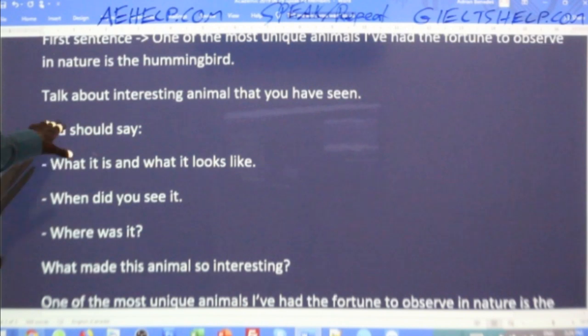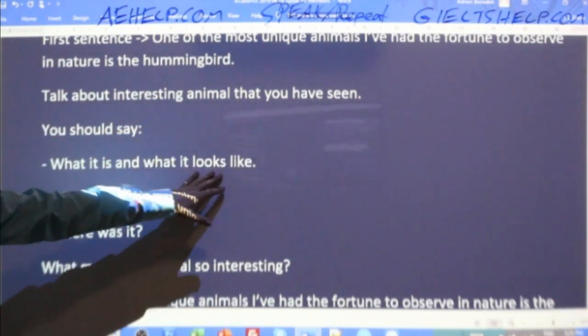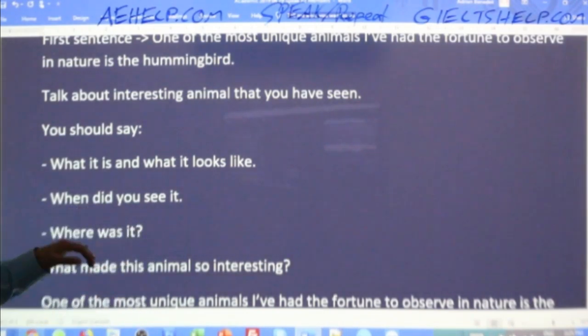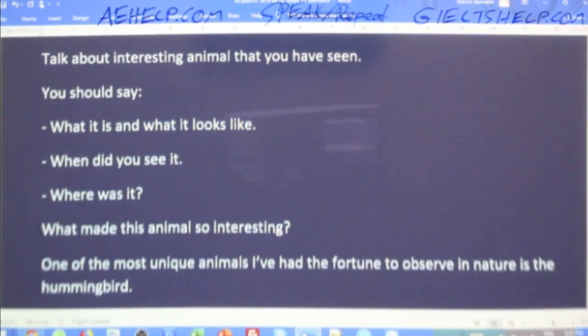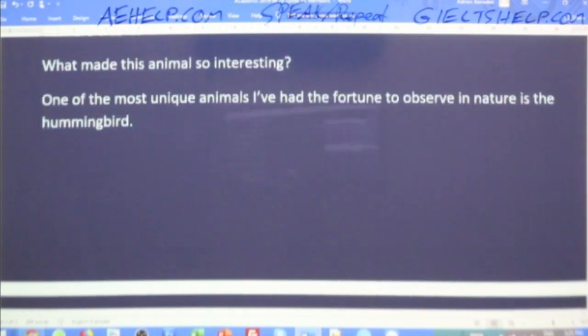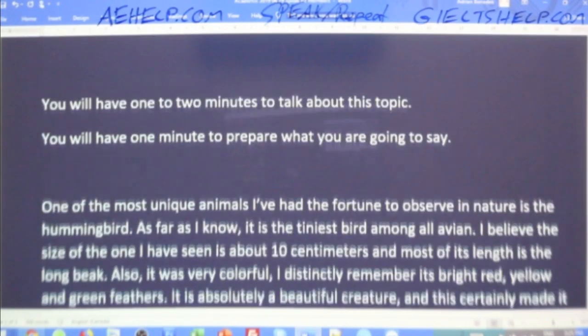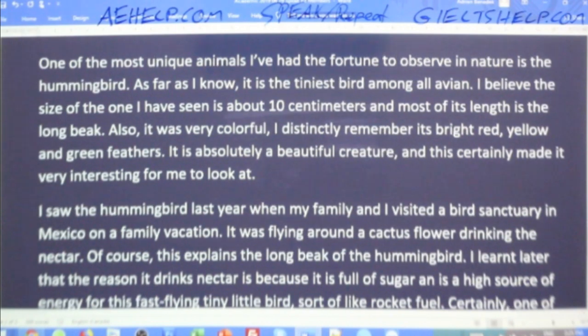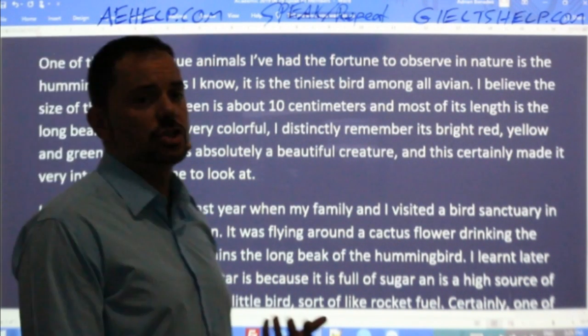So talk about an interesting animal that you have seen, what it is and what it looks like. When did you see it? Okay, I talked about that. Where was it? I talked about that. What made this animal so interesting? I talked about that. So I have lots of good information. I've answered all the questions. What should I do now? Should I just stop talking?